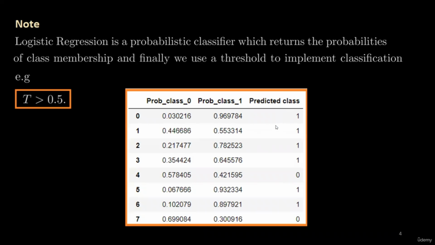I hope you understood this lecture. I hope you understood the concept of logistic regression, that it is used to perform classification, but while performing classification, it returns the probability of class membership. Then we set a threshold, and based on the threshold, we predict the class.